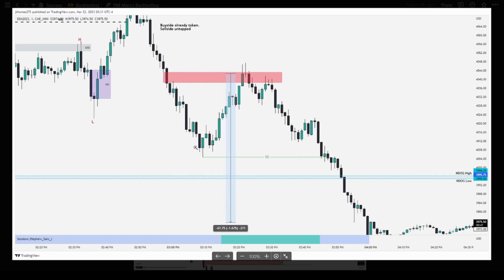Okay, here's a textbook example of the PM macro. Buy side already taken, sell side is the target, which is resting below there, as well as the new daily opening gap. So we have a 1 minute fair value gap that's before the 3:15 as well as that breaker. 3:15 starts, we retrace into it, that's our short entry, and we displace lower past the 3:10 low as well as the sell side liquidity.